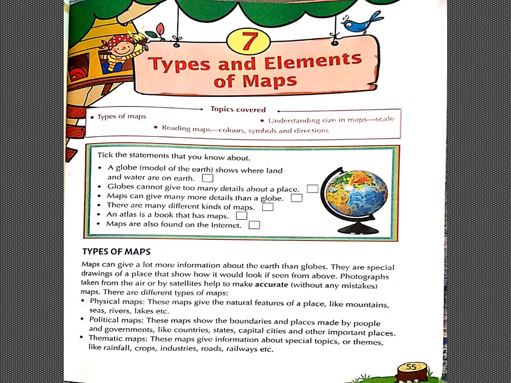Photographs taken from the air or by satellites help to make accurate maps. What is the meaning of accurate? Everybody underline this word. This is a key word of this chapter. Accurate means without any mistake. So to make an accurate map, you need to take photographs from the air or by satellite. There are different types of maps. All the types you will underline.